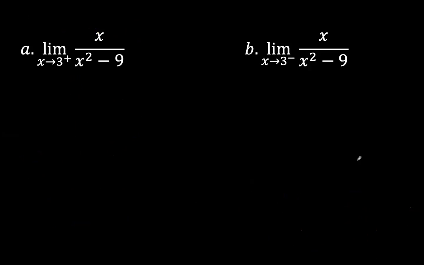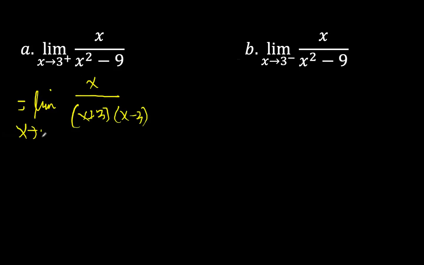Okay, so let's apply the definition and theorem number 1 to solve letter A. Here, the limit of x over x squared minus 9 as x approaches 3 from the right. The first thing that we need to do here is to factor the given expression in the denominator. So that's x plus 3, x minus 3, as x approaches 3 from the right.